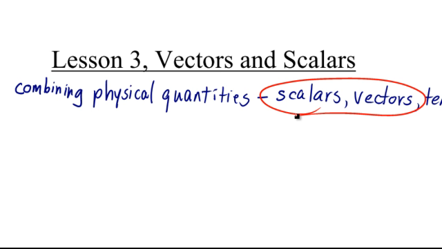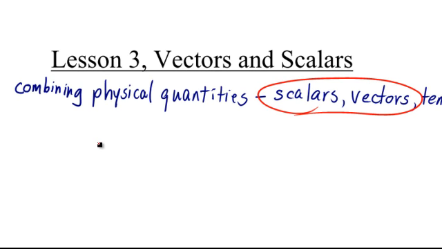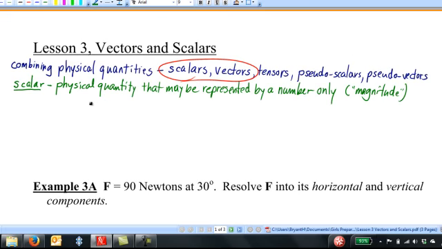Your authors give a decent explanation of scalars and vectors in your text, and you should read and try to digest what they say about them. Briefly, a scalar is a quantity that can be represented by a number only. We call that number the magnitude of the quantity. A couple of examples of scalar quantities include mass, so how many kilograms do I have? Temperature, how hot or cold is it in my room? The time of day, or how much time elapses between one event and another. Each of these quantities can be represented by a number only.